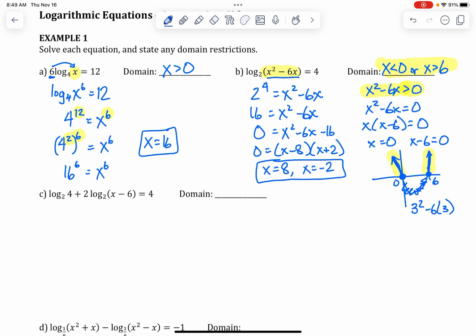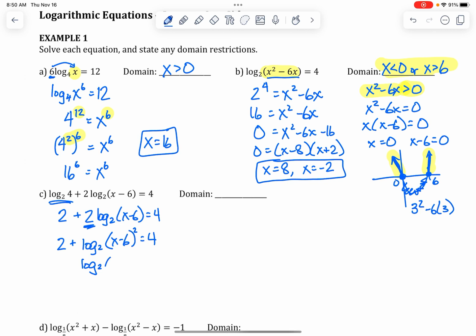So you have log base 2 of 4 plus 2 log base 2 of x minus 6 equals 4. The thing that you might recognize right away is that log base 2 of 4 can be simplified to 2, right? So if we do that, we have 2, and then we have the rest of our equation. And then we can write the 2 here as an exponent, log base 2 of (x minus 6) squared. And then subtract the 2. Log base 2 of (x minus 6) squared equals 2. Right, so if you write this in exponential form, 2 squared equals (x minus 6) squared. And then you can solve that.